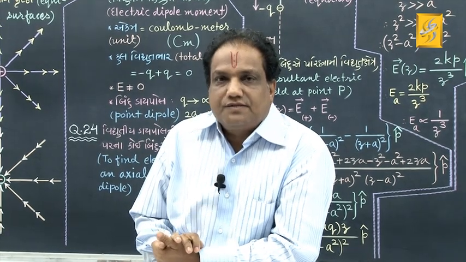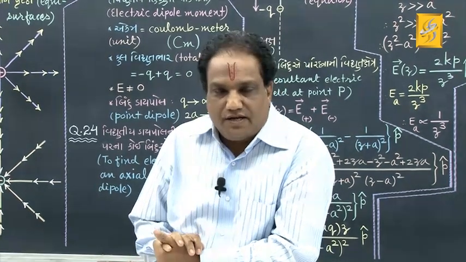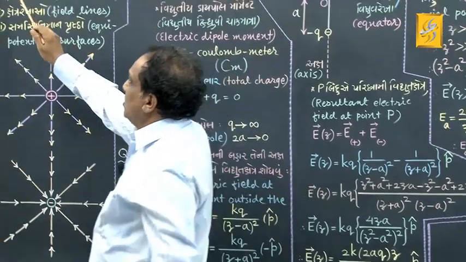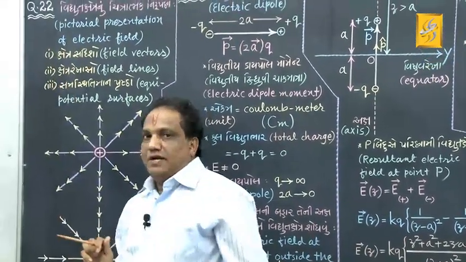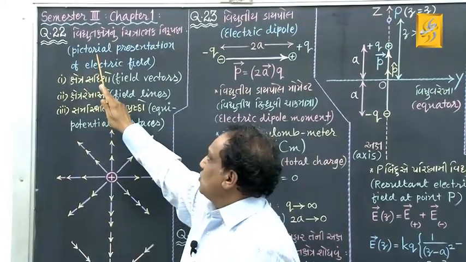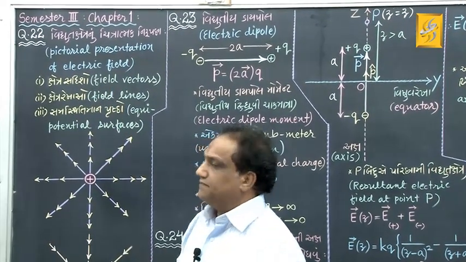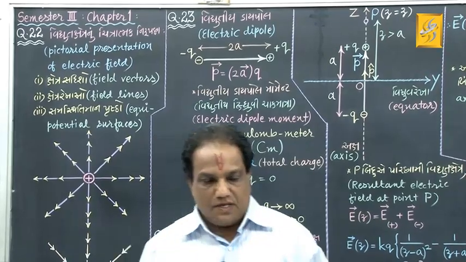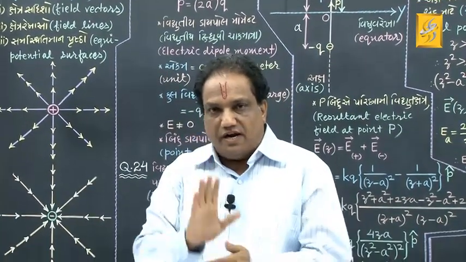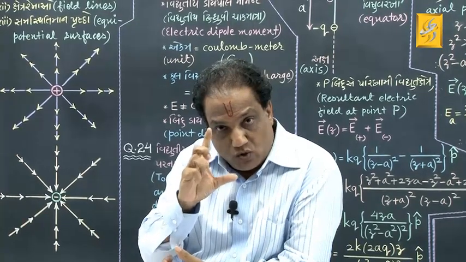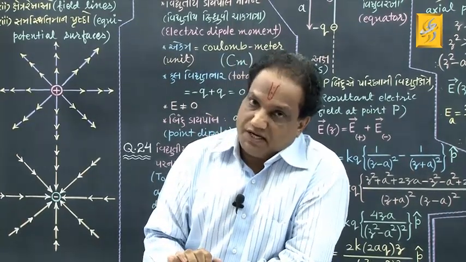Come on, my dears, we proceed further in chapter number 1. Come on, question number 22. It is about pictorial presentation of electric field. Look, surrounding every electric charge, we know it has its own electric field, correct?